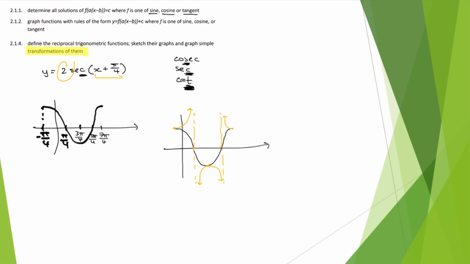Now I've got the 2 in the front. What that's going to do is cause a vertical dilation. What was previously at 1 is now going to go up to 2, dilated up. Everything essentially gets stretched outwards by a factor of 2. So if my initial function looked something like this, and I have my asymptote at pi on 4, and 5 pi on 4, and it looks something like this.